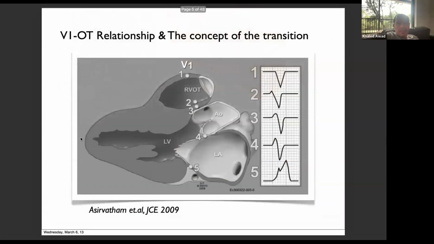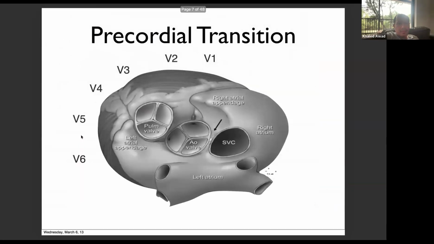We talked about this, understanding the concept of the transition. We can also try to understand it now, incorporating not just V1, but incorporating all the other precordial leads. So now this is how V1 through V6 are arranged across the precordium. And you can see the right ventricle, which is right here, is very close to V1 and V2.